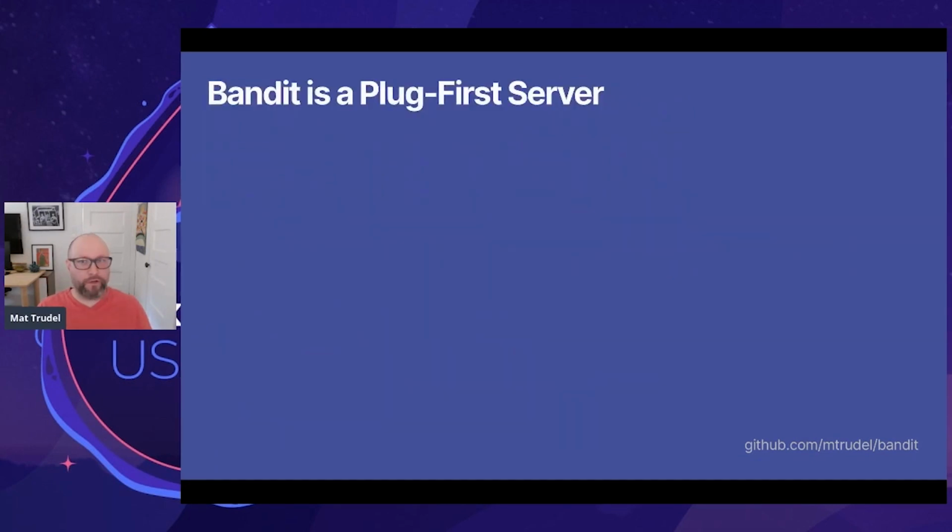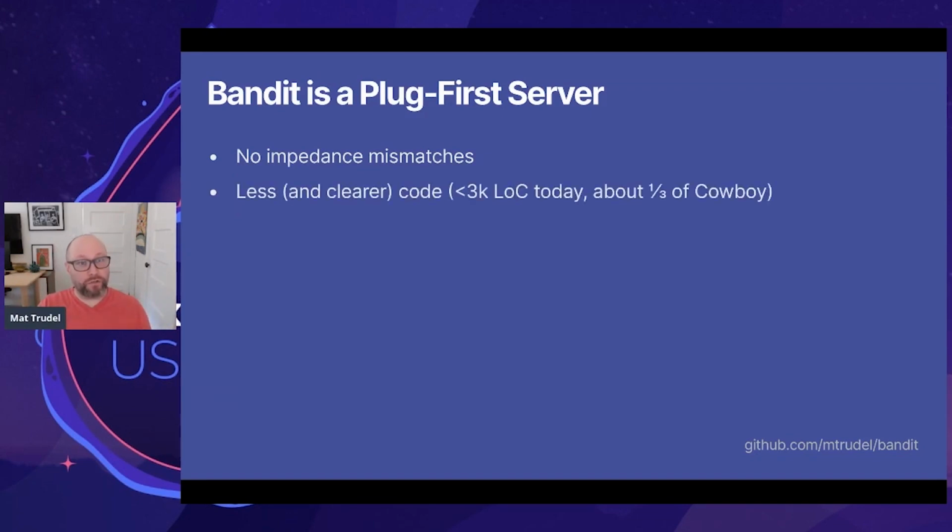One of the things that I want to talk about, focusing in on how Bandit is a Plug-first web server, is the fact that there's no impedance mismatches. Every bit of code in the project is there with the sole purpose of getting from web requests to Plug calls and back again. And this means that not only is the code clearer, but there's also less of it. At the current time, we're about a third the line count of Cowboy.